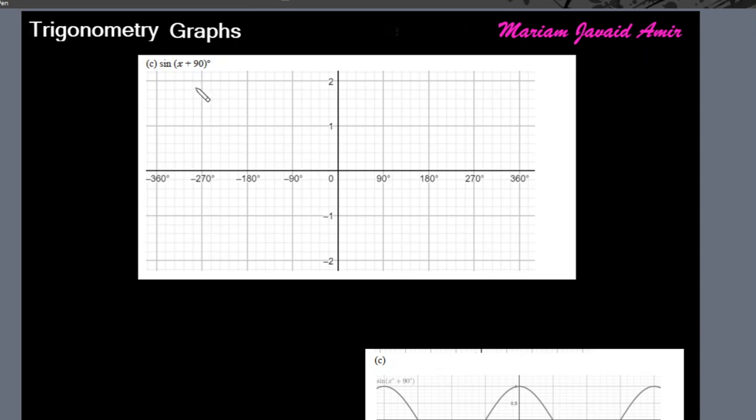Okay, so next we need to sketch the graph for sine x plus 90. So again, first we'll sketch sine x. We get 0 here, 1 here, 0 here, minus 1, and 0. So we get something like this. And continue the trend here. Alright, now I need the graph for sine x plus 90.